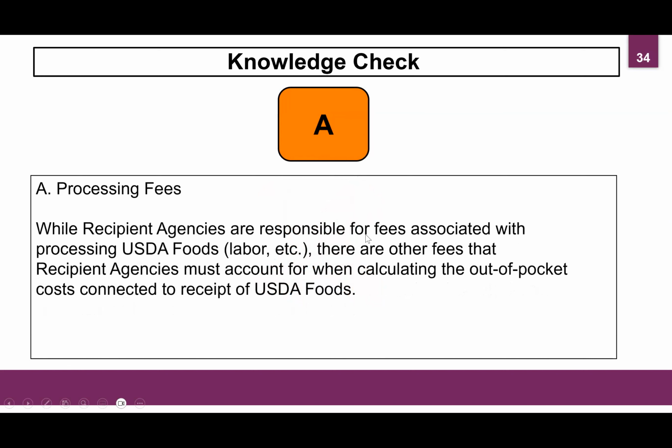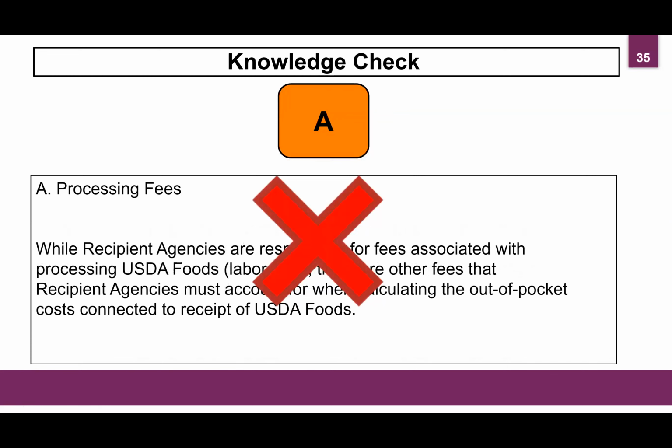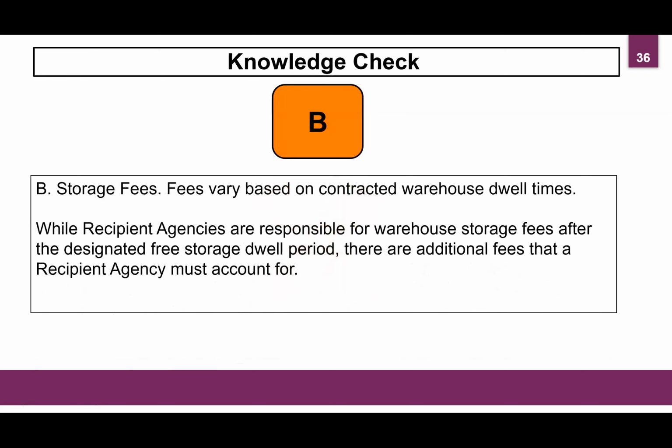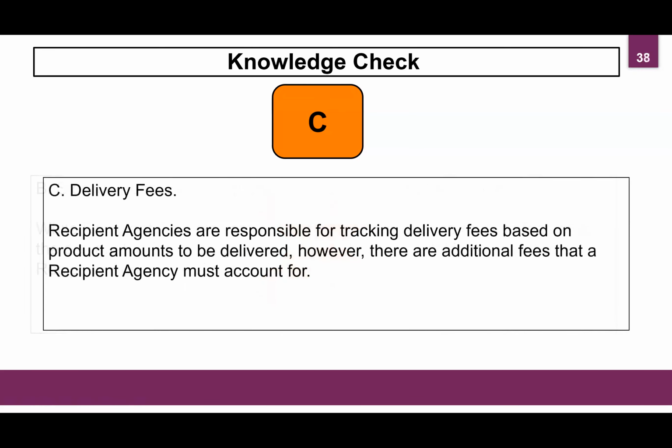All right, we'll get to the answer in just a moment, but for A, processing fees, if you chose A: while recipient agencies are responsible for fees associated with processing USDA foods, there are other fees that recipient agencies must account for when calculating the out-of-pocket costs connected to the receipt of the USDA foods. So no, A was not the correct answer. B, storage fees: again, while recipient agencies are responsible for warehouse storage fees after the designated free storage dwell period, there are additional fees that a recipient agency must account for. So B also is not correct. C, delivery fees: recipient agencies are responsible for tracking delivery fees based on product amounts to be delivered. However, there are additional fees that a recipient agency must account for.